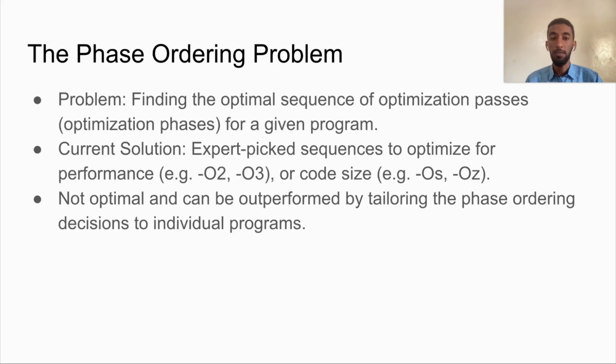The current solution in modern compilers uses hard-coded expert-picked optimization sequences. These sequences are engineered to optimize for a specific optimization metric. For example, the OZ sequence optimizes for code size. This solution is far from optimal, as has been shown by research, and can be outperformed by tailoring the phase ordering decisions to individual programs.